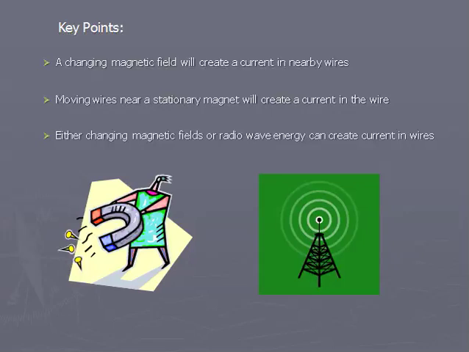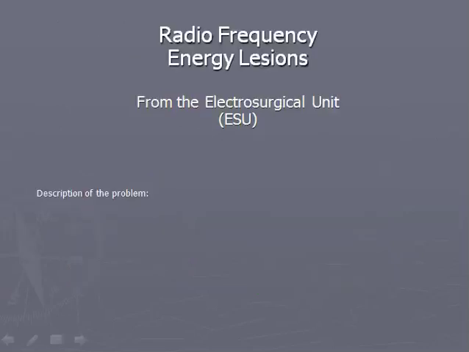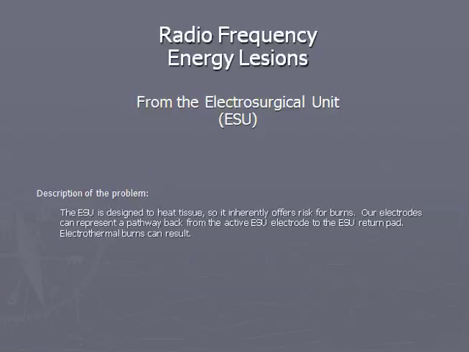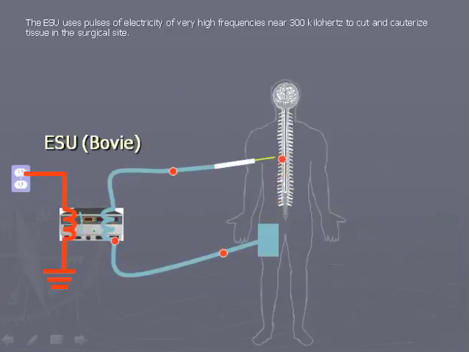Slide 7. Let's discuss radio frequency energy lesions. First, from the electrosurgical unit, commonly referred to as the Bovie. Using large amounts of electrical energy, the ESU is designed to heat or cauterize tissue, so it inherently offers risk for burns. Our electrodes can represent an unwanted pathway back from the active ESU electrode to the ESU return pad. Electrothermal burns can result. How do these burns occur? Let's take a look.